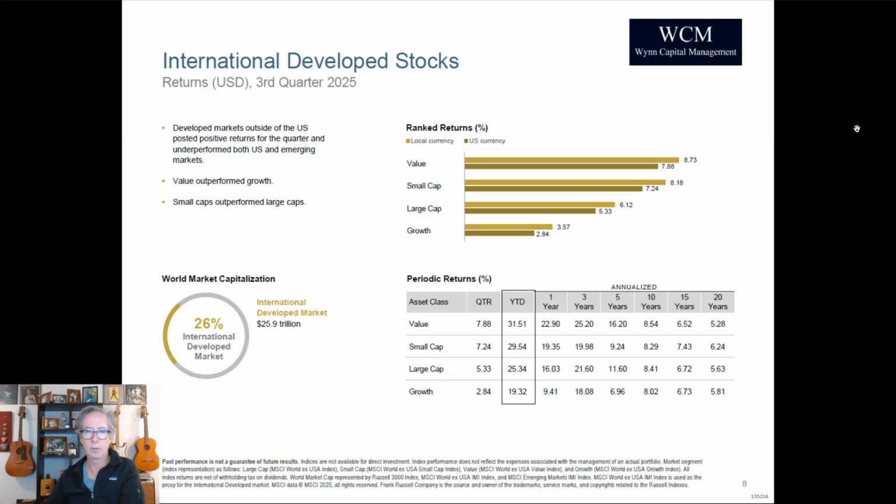International, very, very similar story. Very strong performance. The developed countries of the world all together, that's all of Europe, Japan, other developed countries, only make up 26% of global value outside the United States. Value again was the leader of the categories and very strong, even stronger than U.S. returns for the year to date.